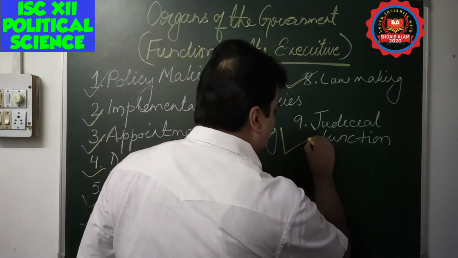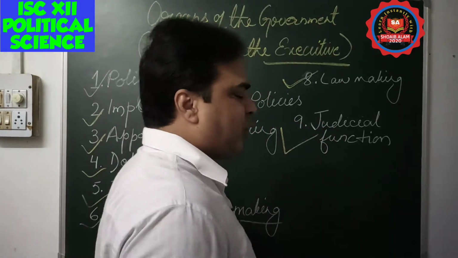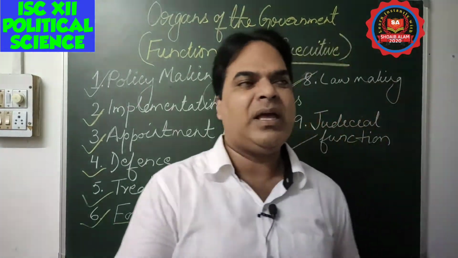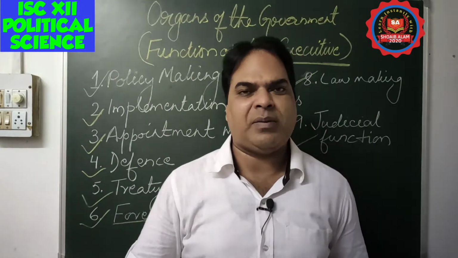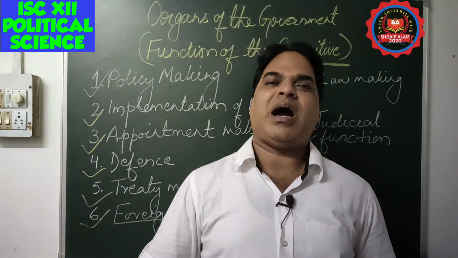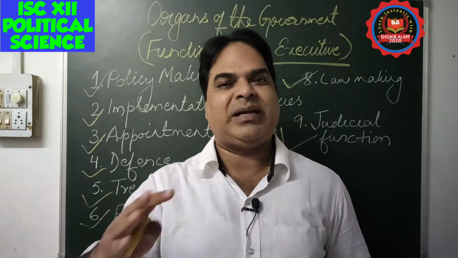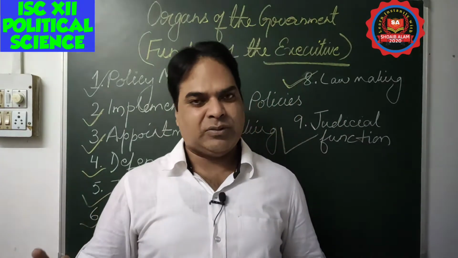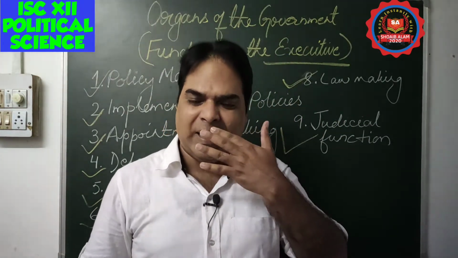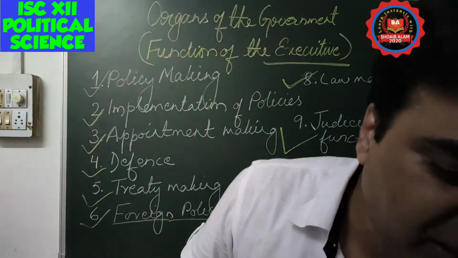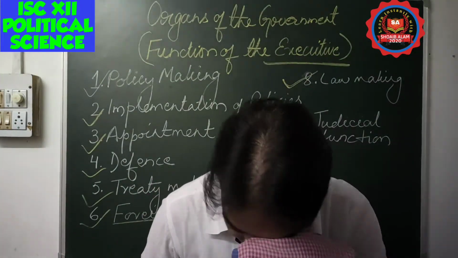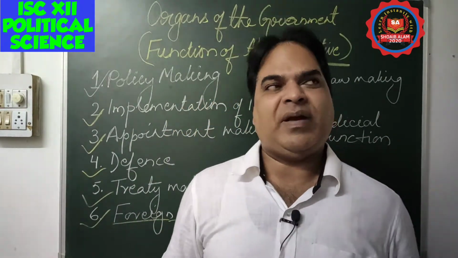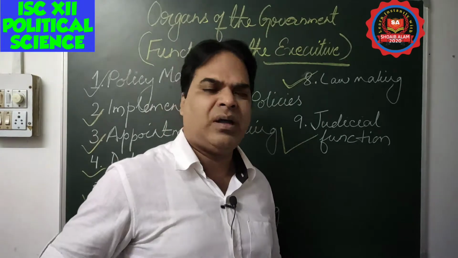Okay, then the next one we have is judicial functions. What are the judicial functions of the executives? I am saying parliamentary and presidential because the executive functions are the same but are performed by different executives throughout the world. In a parliamentary system, the prime minister and the council of ministers are the real executives, and in a presidential system, the president is the real executive head of the country. So this is how those executives perform.